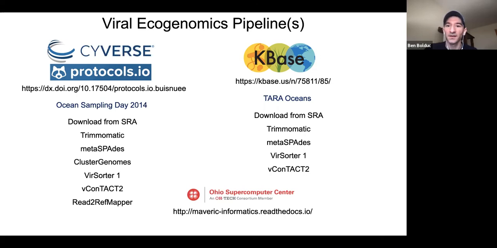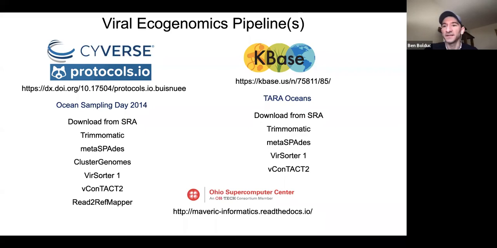On KBase, I was taking a different approach. So instead of the smaller Ocean Sampling Day data set, I actually wanted to see what KBase could handle. And instead, I took a Tara Oceans data set that's considerably larger. I think I've got the stats somewhere. But there are two paired-end files that are about 11 gigabytes each. So there's quite a bit of data in that data set.